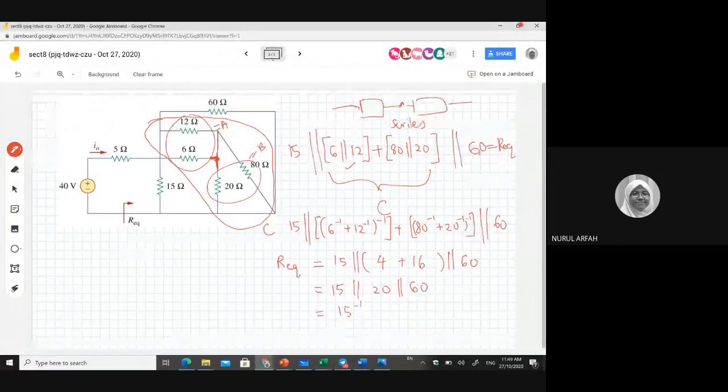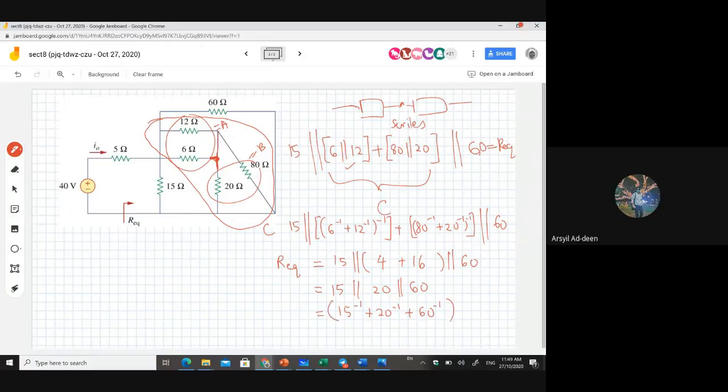15 inverse plus 20 inverse plus 60 inverse, and inverse everything. Actually, in your calculation, you do not need to show me something like this. No need. Just this part. Okay, 15 and parallel, because I know this sign is actually for parallel, and you're going to apply this. This one is just for your calculation. I write it down like this because I want you to get familiar with the inverse sign. So please use your calculator and do the inverse.